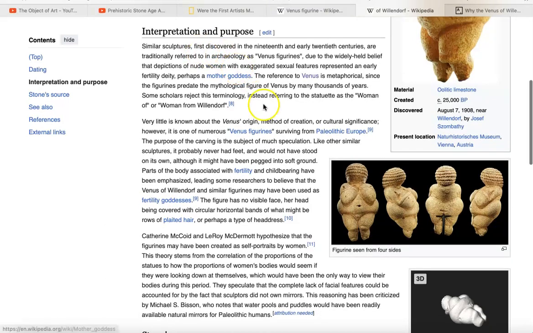Interpretation and purpose. I'm not going to read a lot of this. You can do it. I'll put this in the description. I'm going to try and make this video short and to the point. Similar sculptures first discovered in the 19th and early 20th centuries are traditionally referred to in archaeology as Venus figurines due to the widely held belief that depictions of nude women and exaggerated sexual features represented an early fertility deity, perhaps a mother goddess. Where they got that from, I don't know.